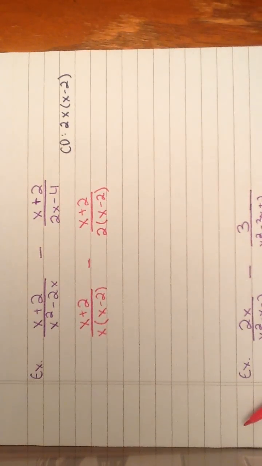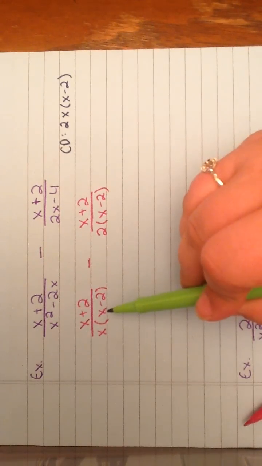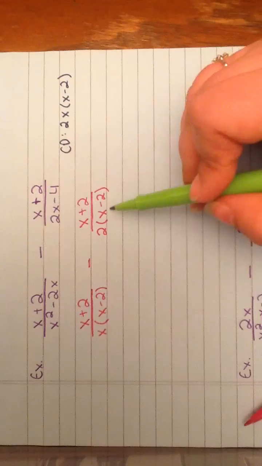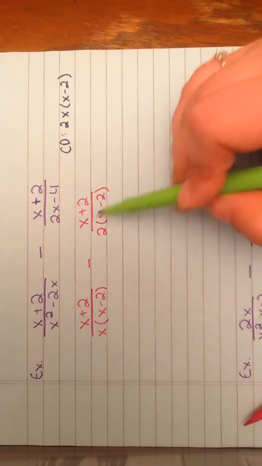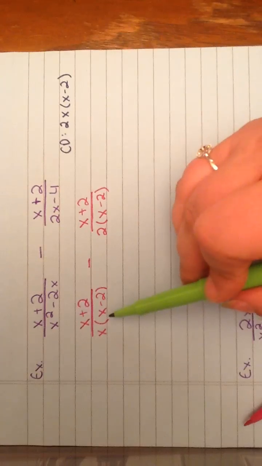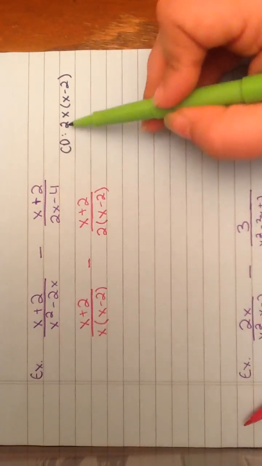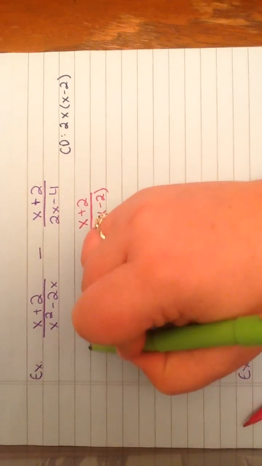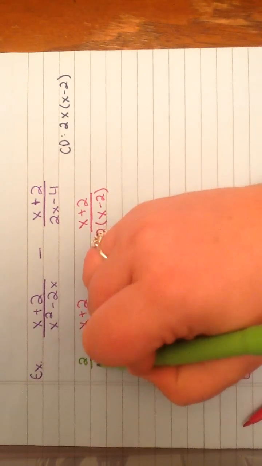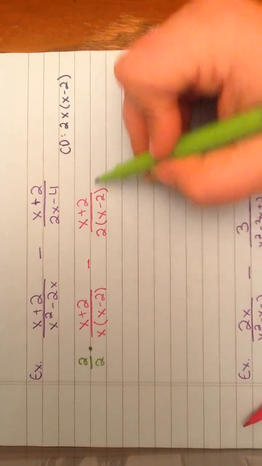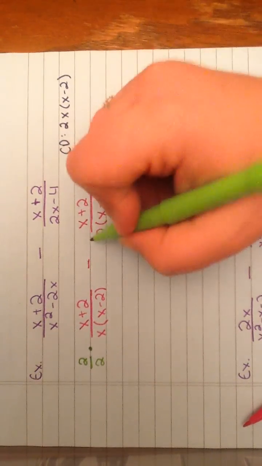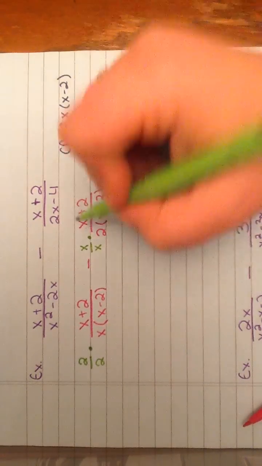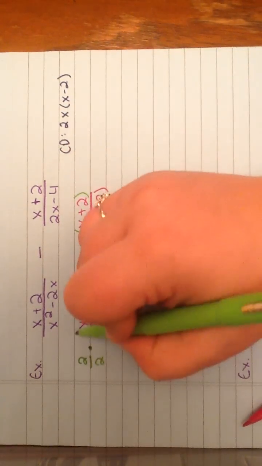So now I need to, remember, just like the chocolate, I can't combine these until they are the same pieces. So I can't combine them until my denominators are the same. So right now this denominator is missing what from our common denominator? Looks like a 2. So multiply numerator and denominator by 2. And what's this one missing? This looks like it's missing an x. So numerator and denominator by x.